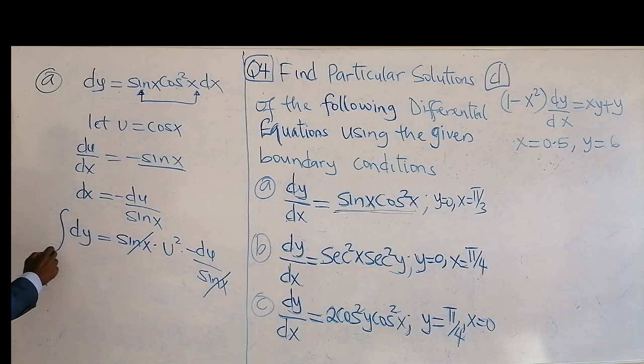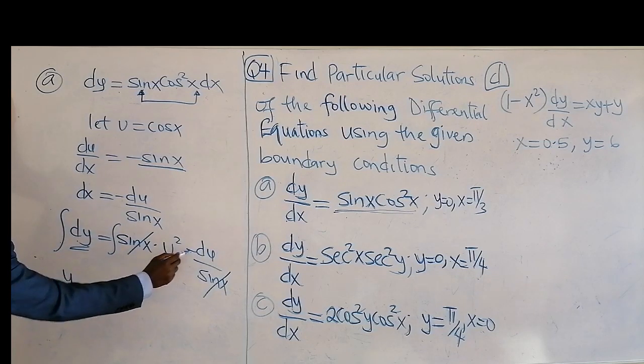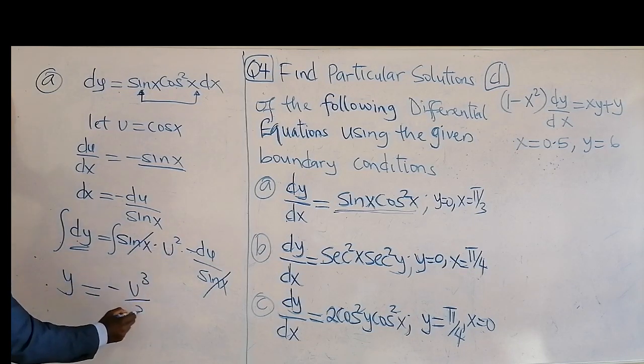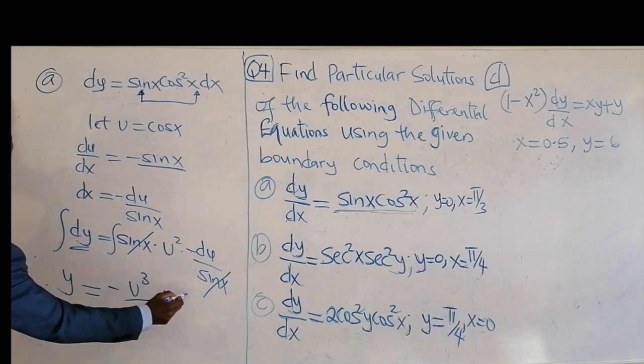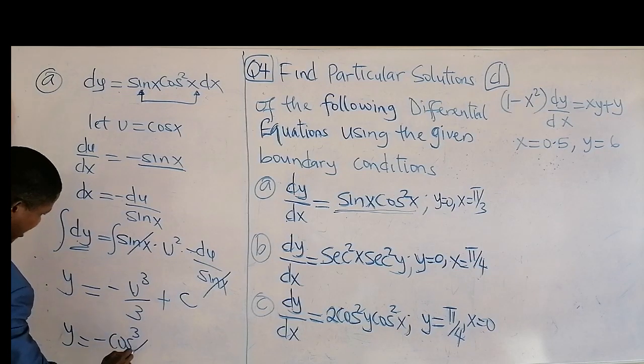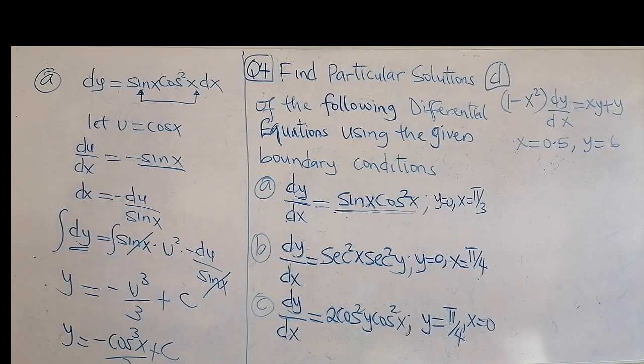Then you can introduce your integration sign to both sides. If you integrate dy, you get y. So this will be equal to, don't forget the minus here, minus integrate u squared, that will be u cubed over 2 plus 1, which is 3, plus c. So let's return the u back. u is equal to cos x, so that will be minus cos cube x over 3 plus c.